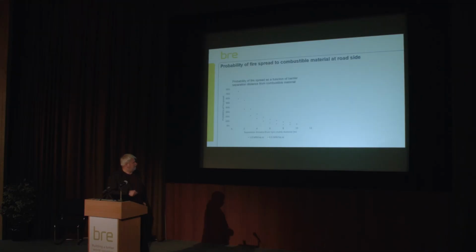So we have two ranges of points. One is when the heat release rate is 0.5 megawatt per square metre, and then another sensitivity analysis when it's 1 megawatt per square metre. So you can see it falls off fairly rapidly with distance, and when you're at around 4 to 6 metres separation, then you're probably only getting about 10% of vehicle fires that would transmit to the target material.